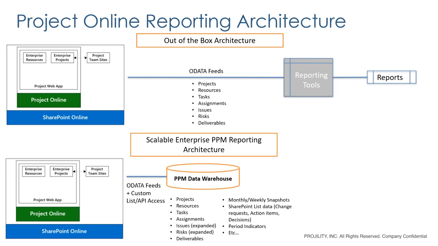Let's say you have custom SharePoint lists, which a lot of organizations do. They build a change request and an action item and decisions or executive decisions list. That data is not available in the OData feeds. That's something you'd want to extend out through a data warehouse. Things like period indicators. So maybe you want a weekly indicator on the health and status of a project so you can trend it over time. That's something that OData as a standard doesn't pull out. So these are all things that you would need that are built at a SharePoint or project level that a data warehouse could assist with.